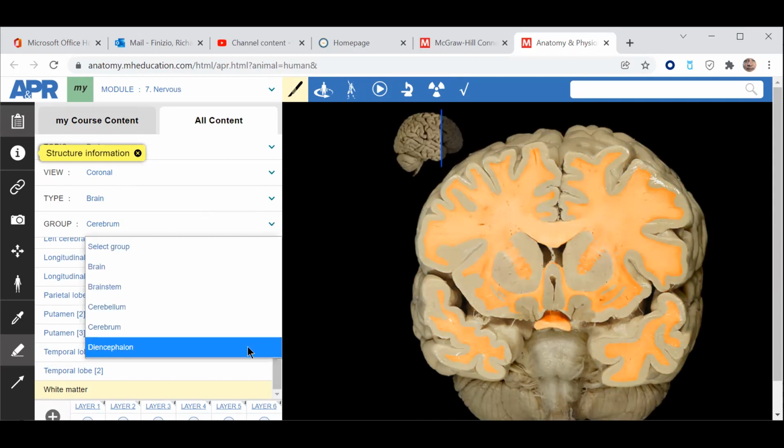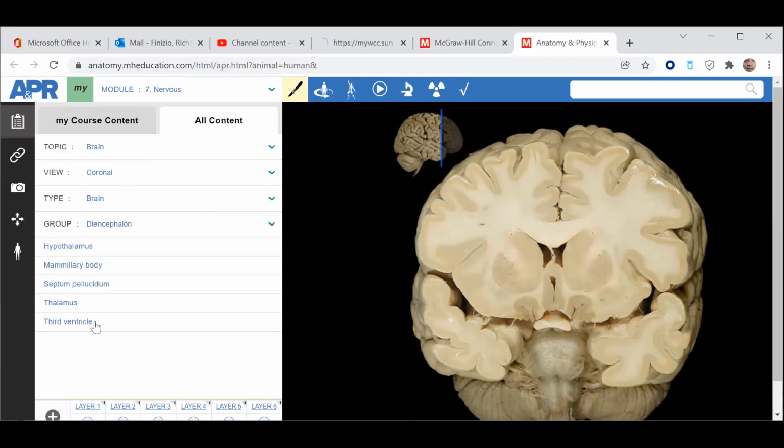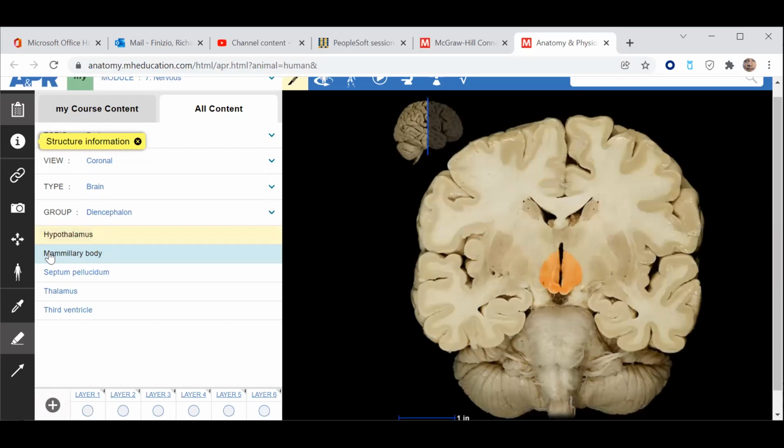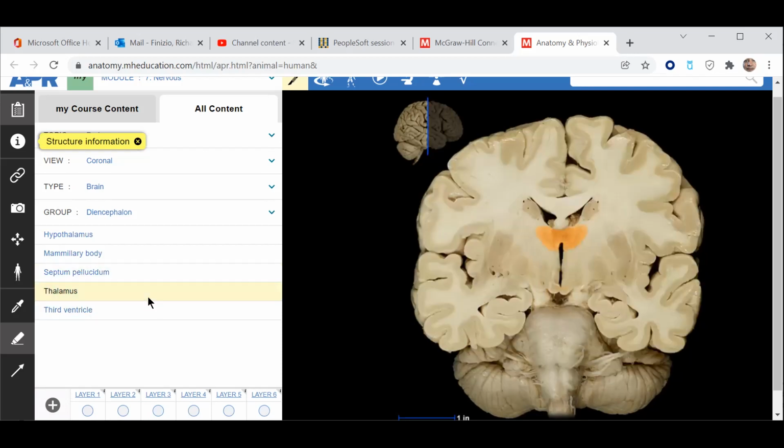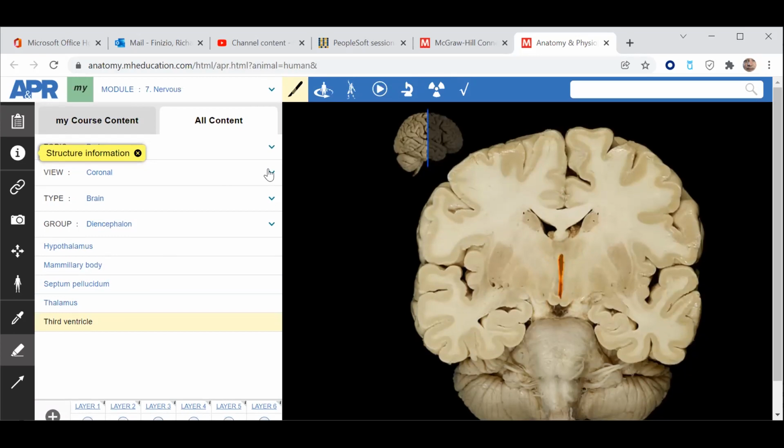And everything else, diencephalon in the coronal view. Hypothalamus, I probably won't ask that. Septum pellucidum I may though. Septum pellucidum is here between the two ventricles. Thalamus and the third ventricle is right below that. Excellent. So we need a lateral view.